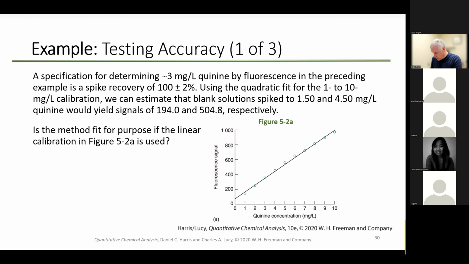And this is a blank, so that we don't expect any fluorescence from the blank, right? And the question that we have on the table is, given those data, is this calibration method fit for purpose? Is this good enough, right?